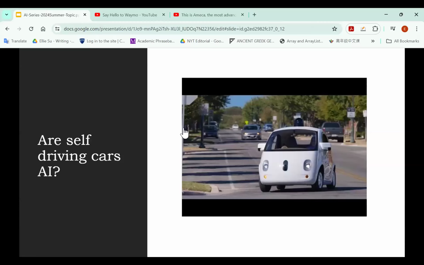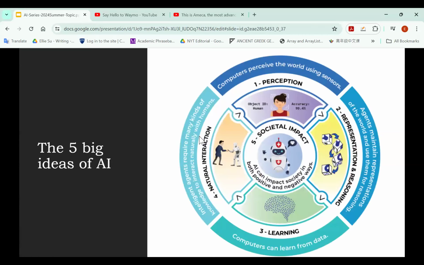Okay, so now that we looked at those examples, I'm gonna discuss what makes AI AI. Here is a model that summarizes it. So the first point is the program's able to sense and understand its environment. They usually do that through sensors. The second one is they're able to plan, make decisions, and think logically.